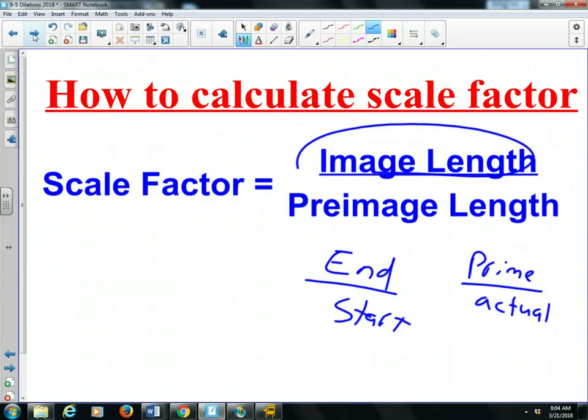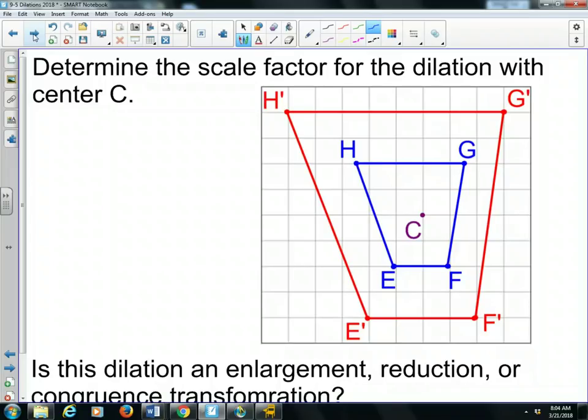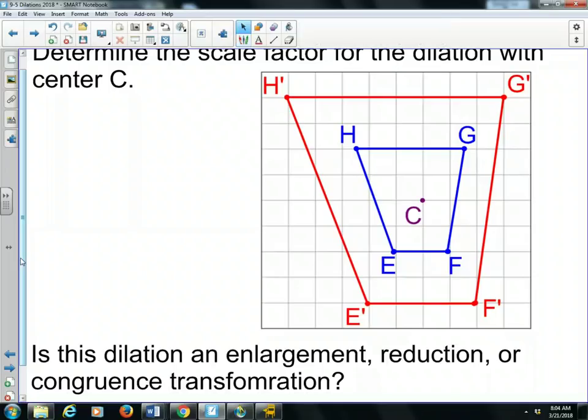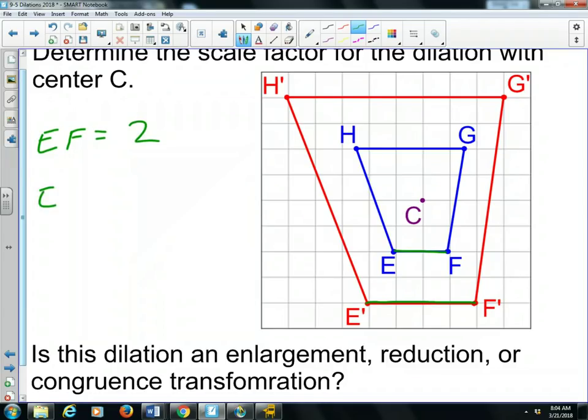So let's take a look at this one right here. What is the scale factor? I would just want to find 2 corresponding sides, like EF and E prime F prime. I could easily count the distance, and segment EF is 2 units long. Segment E prime F prime is 1, 2, 3, 4 units long. So you put the prime letters over the actual letters. Or the end, the image, 4, divided by the start, the preimage, 2.